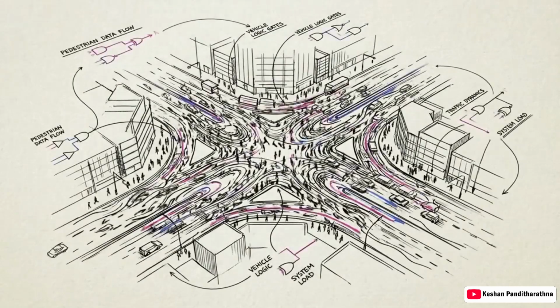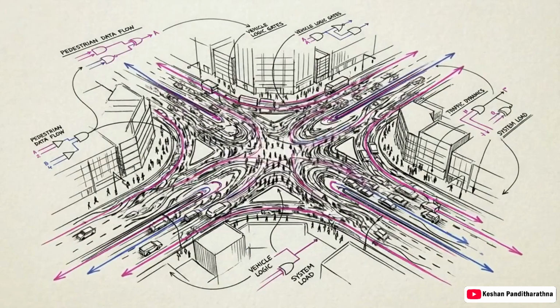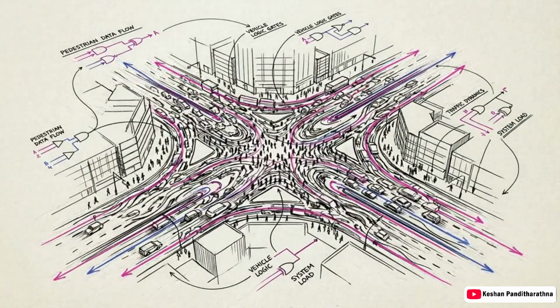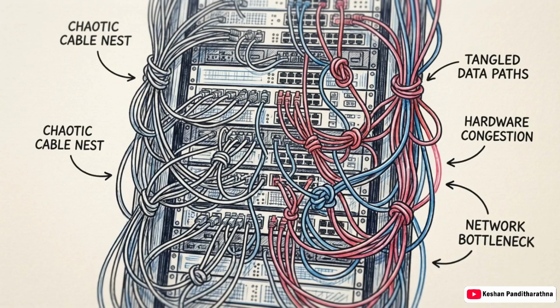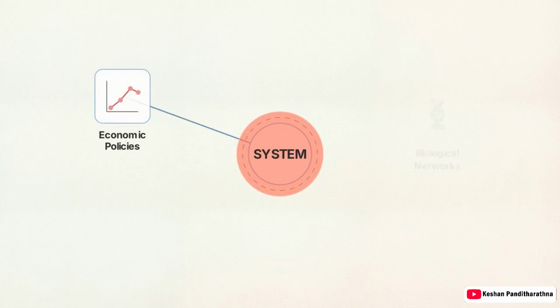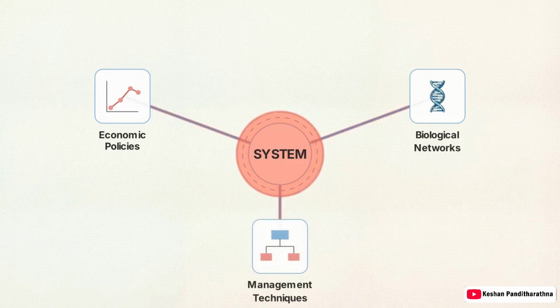When we look at a busy city intersection, a sprawling supply chain, or a transit grid, we call this blur of moving parts a system. We use the word as a shorthand for complexity. In business, the term is applied to almost everything. We talk about economic policies, biological networks, or management techniques to describe large, interconnected webs of activity.